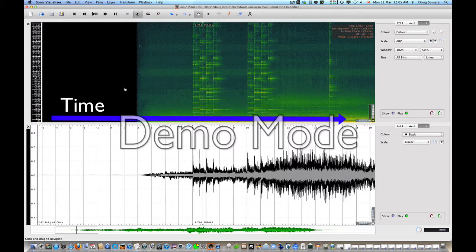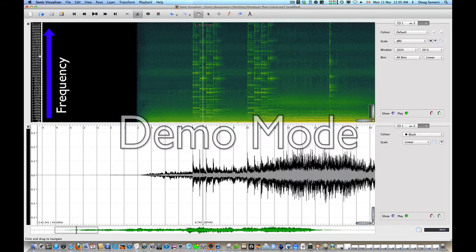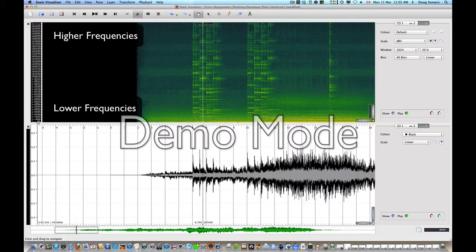The sonogram shows time, just like the bottom, going from left to right, but it actually shows now frequency, the various frequencies that are present in the sound, going from the bottom of this window up to the top. The top is higher frequencies, the bottom is lower frequencies.